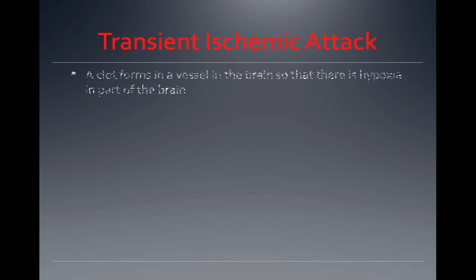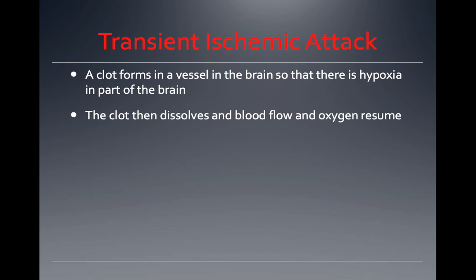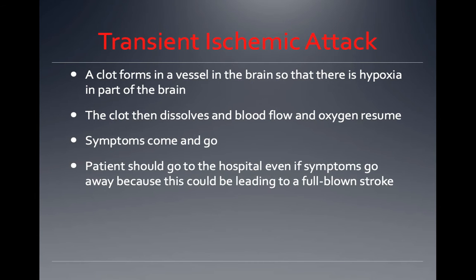One of the things is a transient ischemic attack, which is also referred to sometimes as a mini stroke. A clot can form in a blood vessel in the brain, so there's not as much oxygen going to that part of the brain, but then the clot just dissolves and the blood flow comes back and oxygen is back and everything is okay again. So symptoms come and symptoms go. And one of the things about transient ischemic attacks is people can kind of just ignore it. They don't even know sometimes that these things are happening to them.